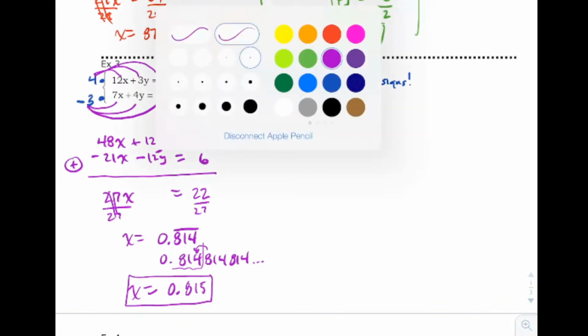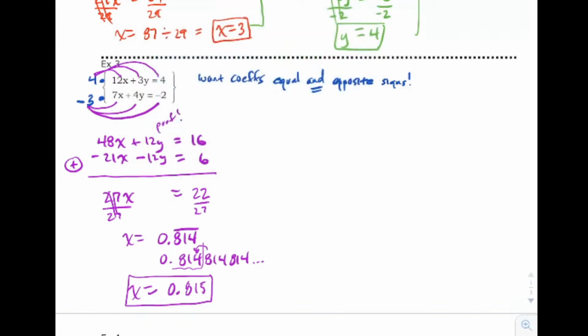What have I forgotten to do? I have forgotten to solve for the other variable. I got x, now I need y. Pick any one of these equations. This one, this one, this one, this one. It does not matter which one. They should all give you exactly the same answer. Try it if you don't believe me.